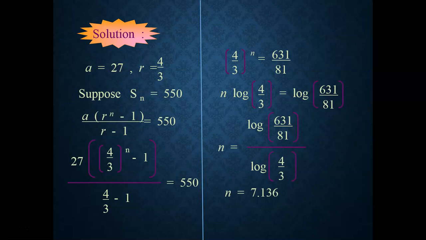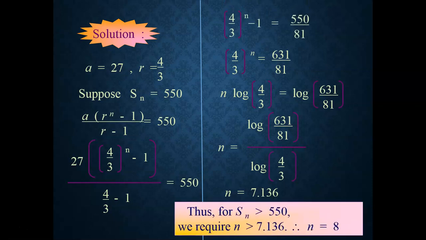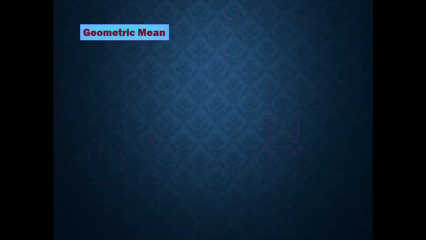So the question says the least number. So 7.136 gives you 550. Therefore, n should be equal to 8. It should be more, because if n is equal to 7, then it will be less than 550. Okay, so n is equal to 8. So pick the one that is more.